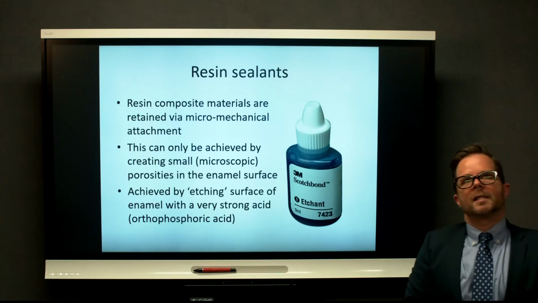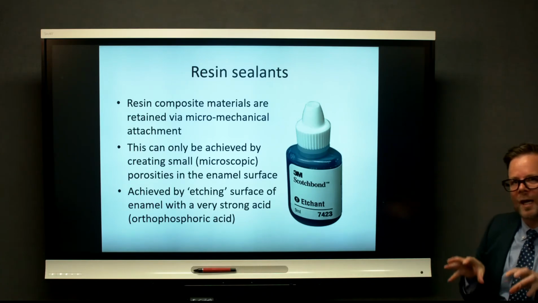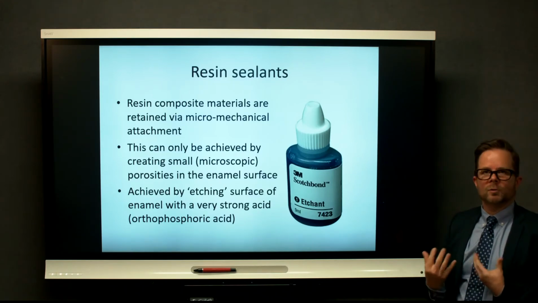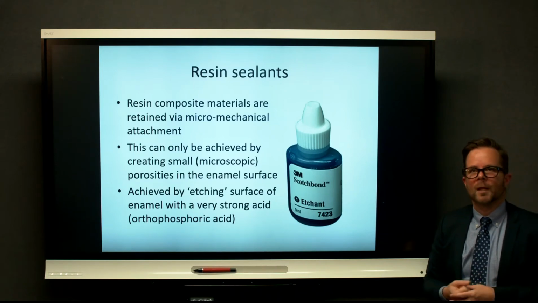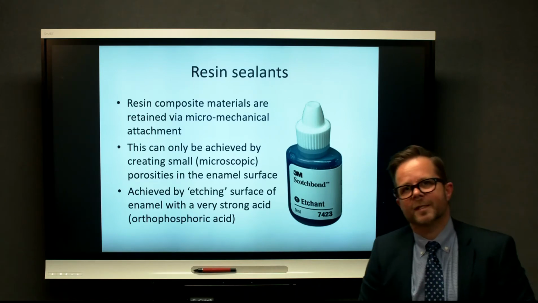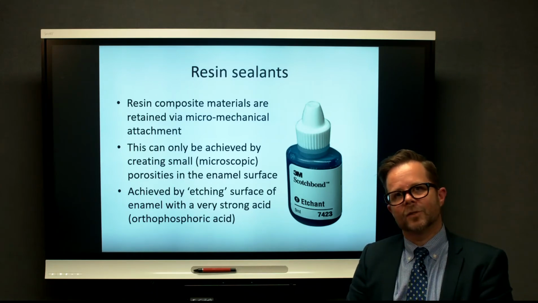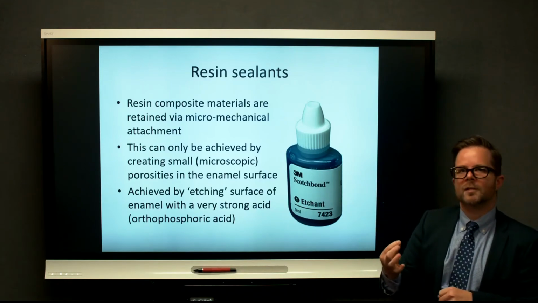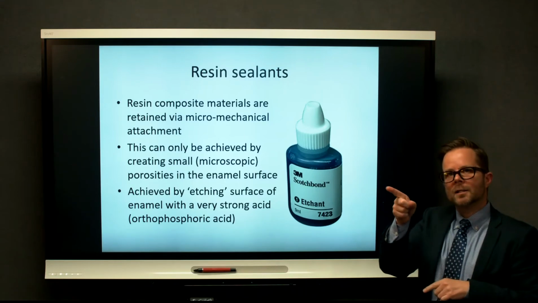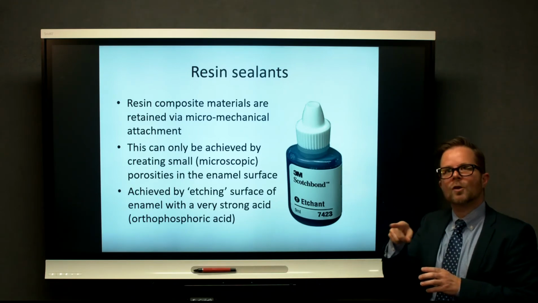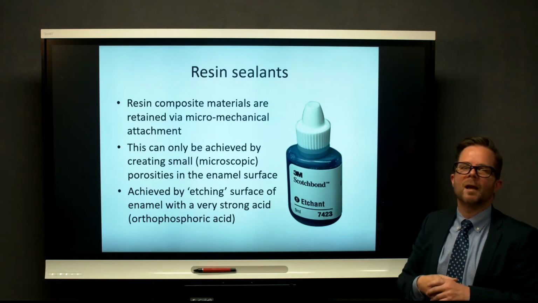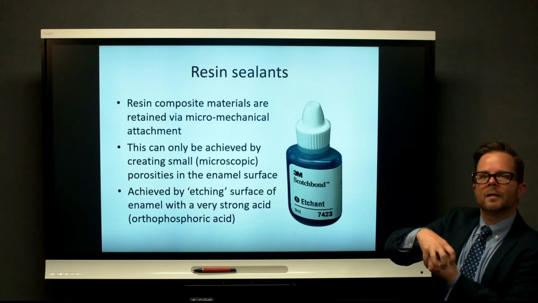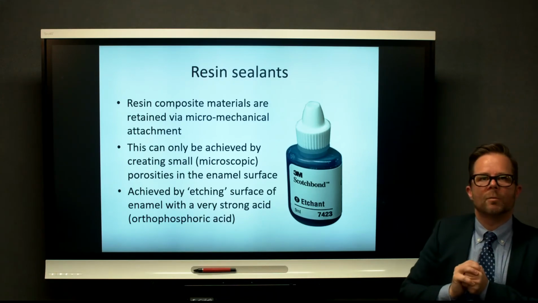So the resin sealant materials, in order to adhere to the tooth, require that we prepare the tooth surface to receive the material. And what we need to do with resin composites is, because they don't bond chemically to the tooth, GICs do, but these don't, we actually need to treat the surface of the tooth in a way that creates little microscopic locks or micropores in the enamel that the material will flow into, and when set will lock to the tooth surface or to those micropores.